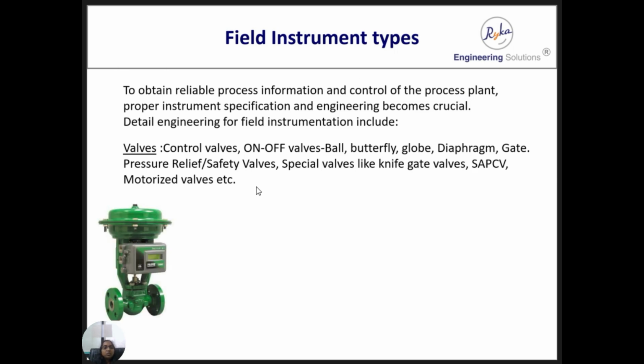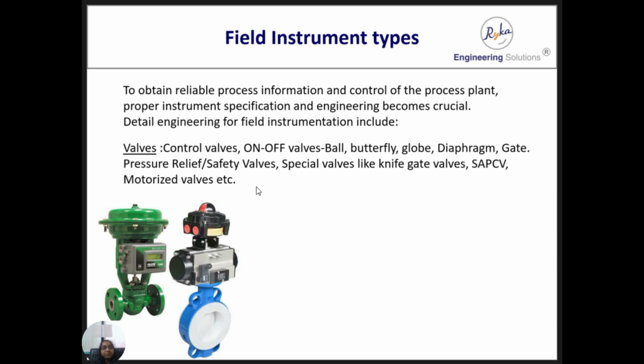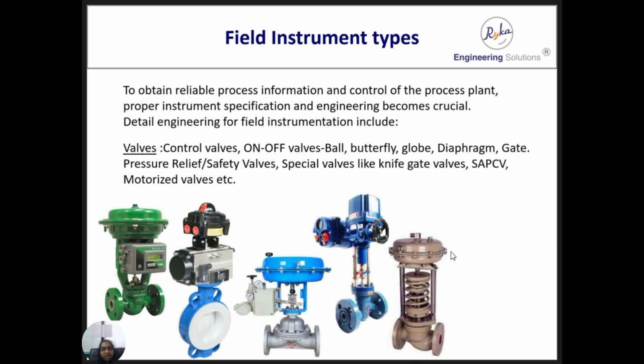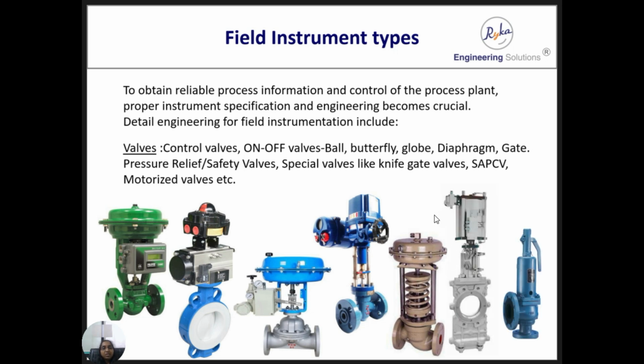So this is a globe control valve, then butterfly on-off valve, diaphragm control valve, motorized valve, self-actuated pressure control valve, knife gate valve, and pressure safety valve. So a few types are shown here. Procurement engineering of all these valves includes connections, control valve sizing as per the engineering standards, materials, inspection and test. All these details need to be taken care of.